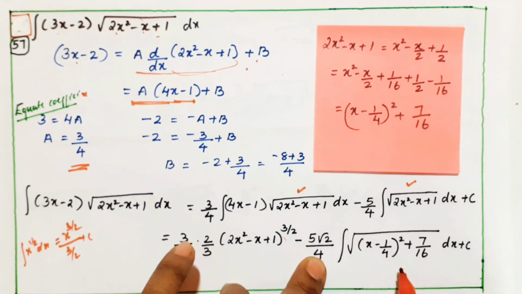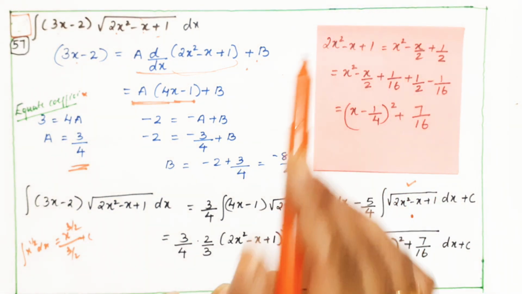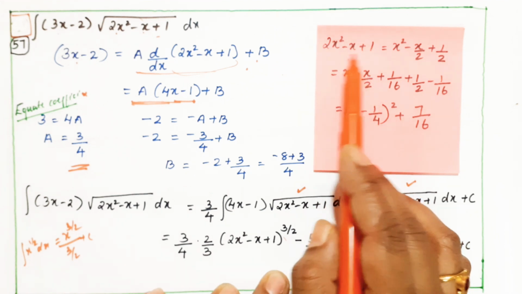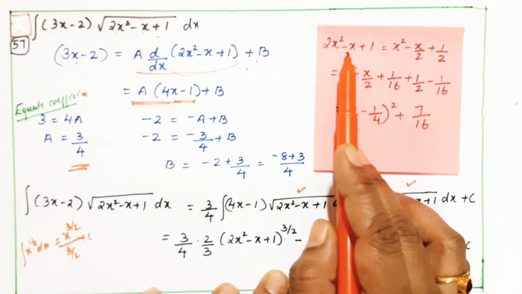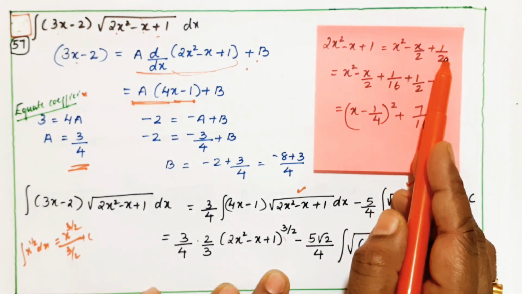This term, see, if the term is like this, what do we need to do? We need to split the term. So, I am splitting the term 2x square minus x plus 1. First, I am taking the 2, I am dividing with the 2. So, it is x square minus x by 2 plus 1 by 2.